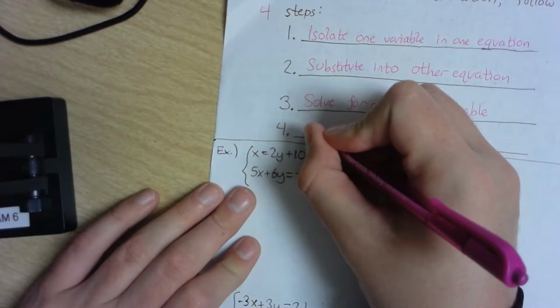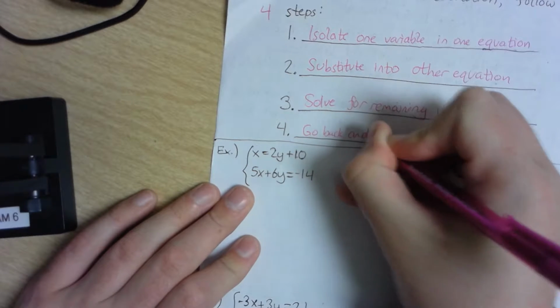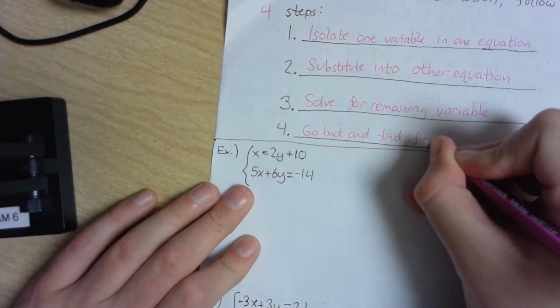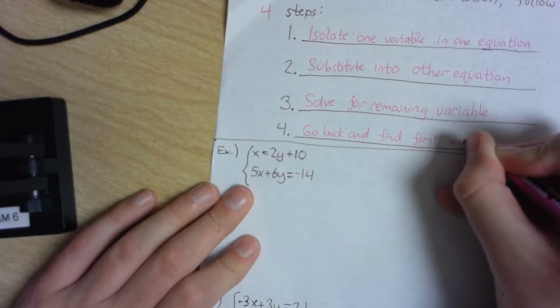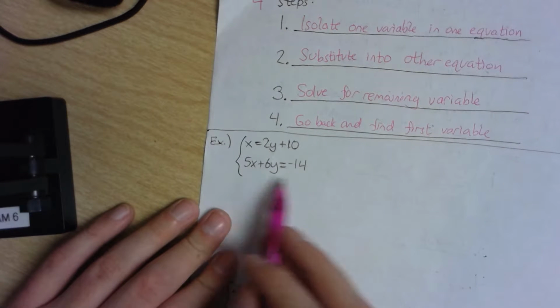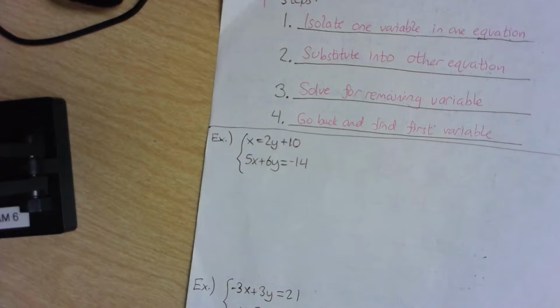And then number 4 is go back and find the first variable. So now that we found y, we're going to go back and find x, and we're going to be done. That's going to be our solution.